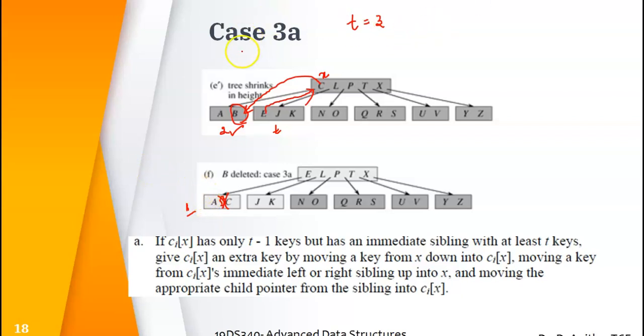So we have explored 1, 2A, 2B, 2C, then 3A, 3C. This is how you have to perform deletion in a B tree.